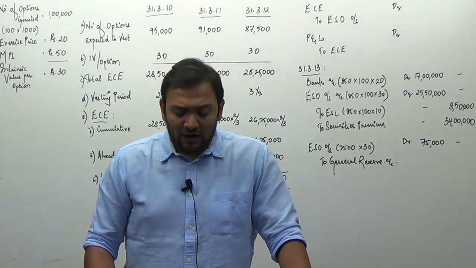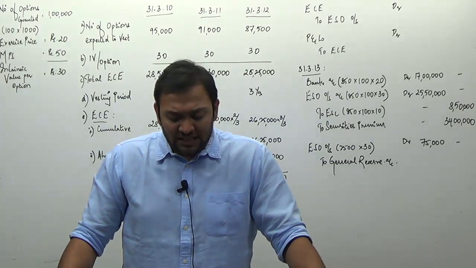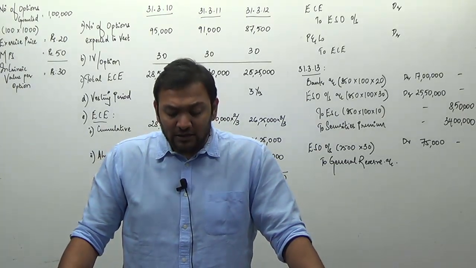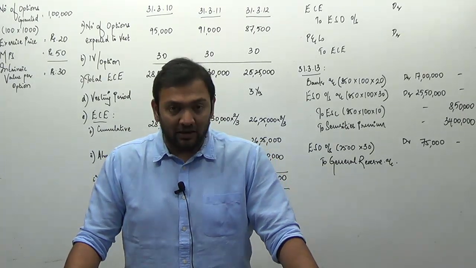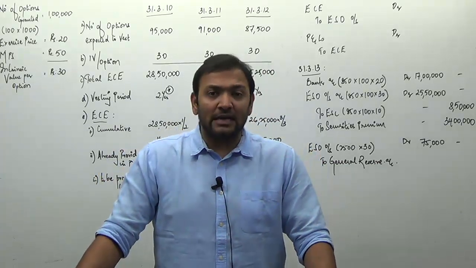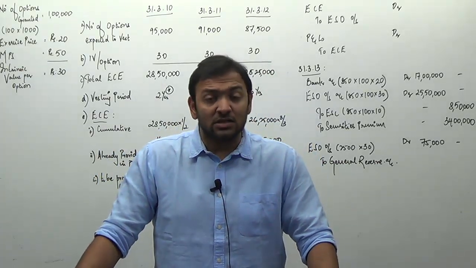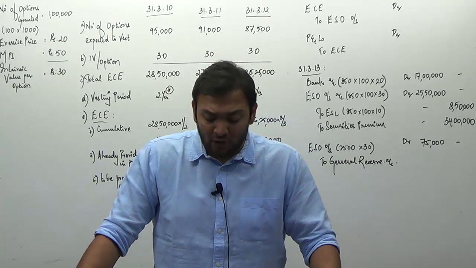Options will vest to employees serving continuously for 3 years from the vesting date, provided the share price is 70 or above at the end of 2010 level. So it is a double vesting condition, both should be satisfied. One thing is they have to be in continuous employment for 3 years. Second thing is that the share price should be more than 70.